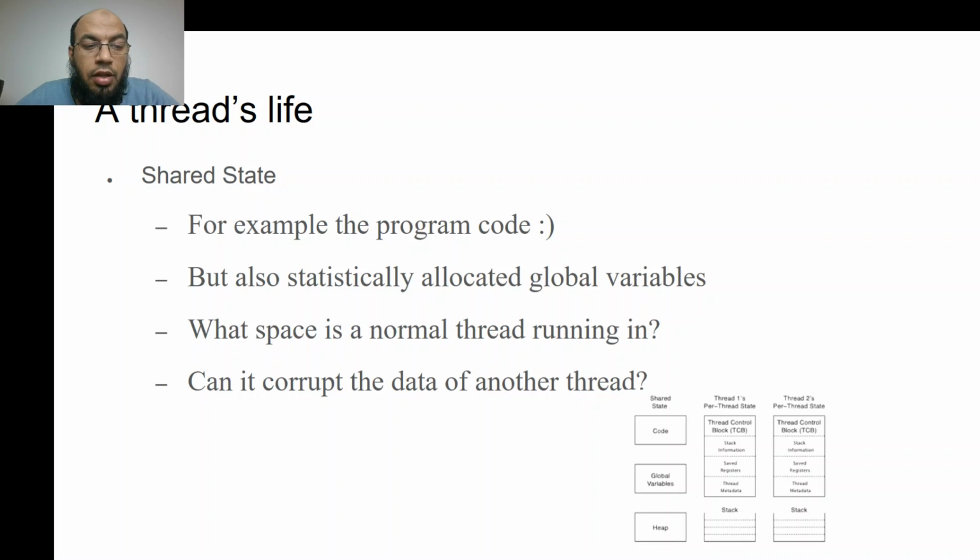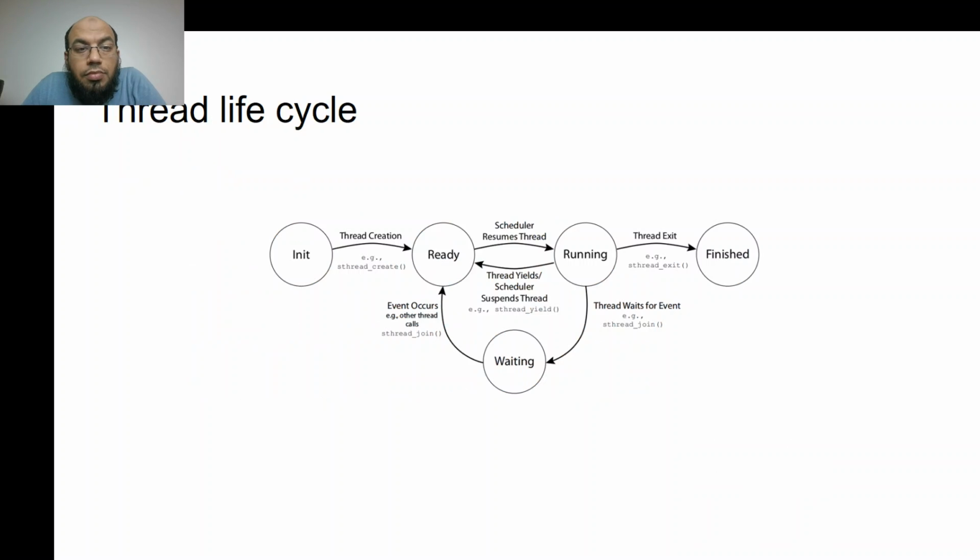Then there are questions on what space a normal thread runs in. This is the user space. Can it corrupt the data of another thread? It should not. These are all things that are implemented in a thread. A thread's life cycle starts from being created, ready to run, running, waiting for I/O. The event occurs, you're ready again, and you keep bouncing between the different states until you exit or you're killed, and then the thread finishes.